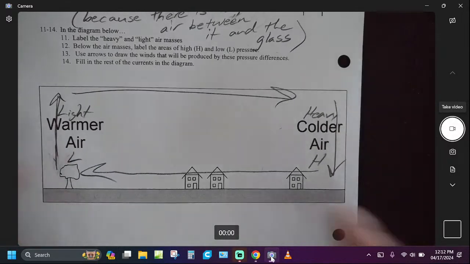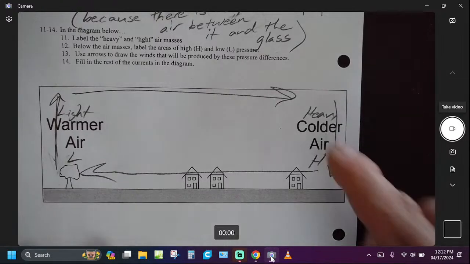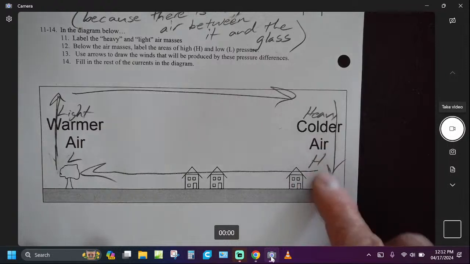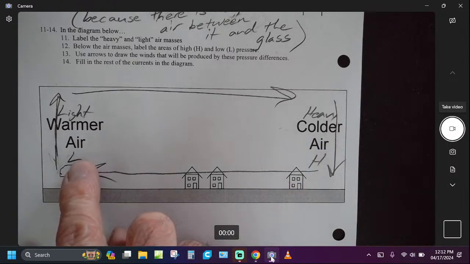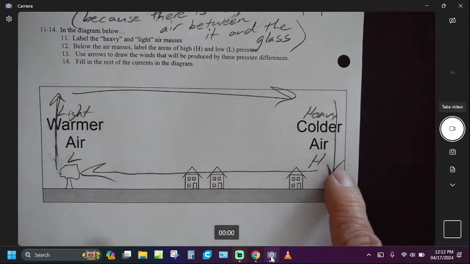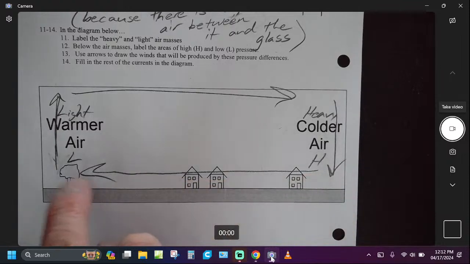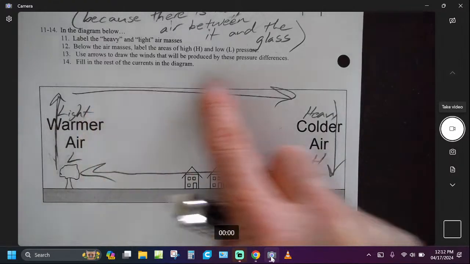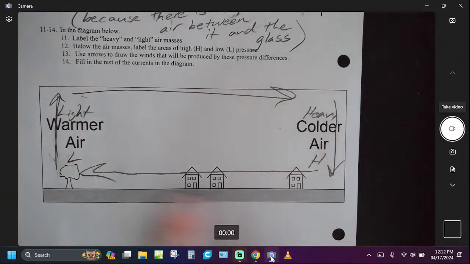I just changed the direction on the practice quiz. So cold air is heavy, and warm air is light, and heavy air is going to create high pressure, and light air is going to create low pressure, and wind blows from high to low. Warm air rises and cold air sinks, and the only other arrow you have to fill in is that one, and that just completes the cycle.